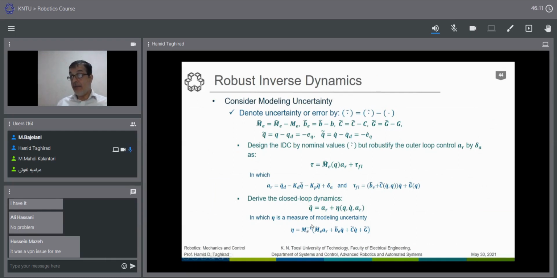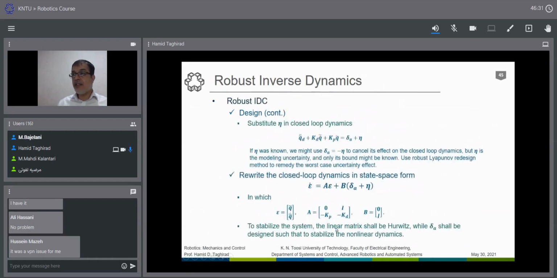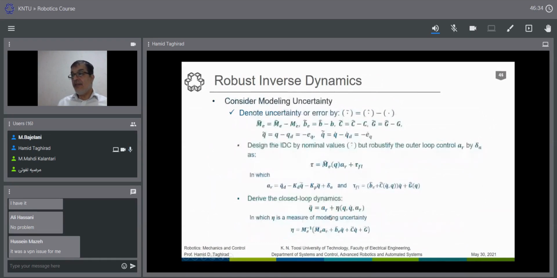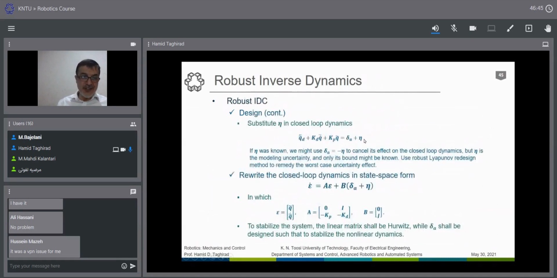Now, we have an eta, which is quite big. All the errors are within that. If it was not there, it would be very simple, but it is there, and we don't know the exact values here. We consider that we know the bound of it. How can we design this? If you consider that eta here, and you bring the AR into the picture, you have a delta A and eta. Eta is very large, but I just forget about the argument here. I put it here. Substitute eta in the closed-loop dynamic.